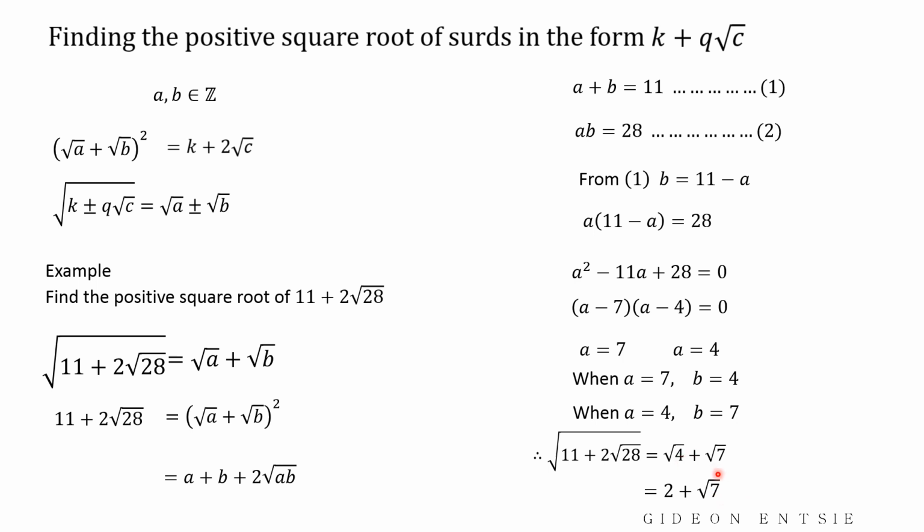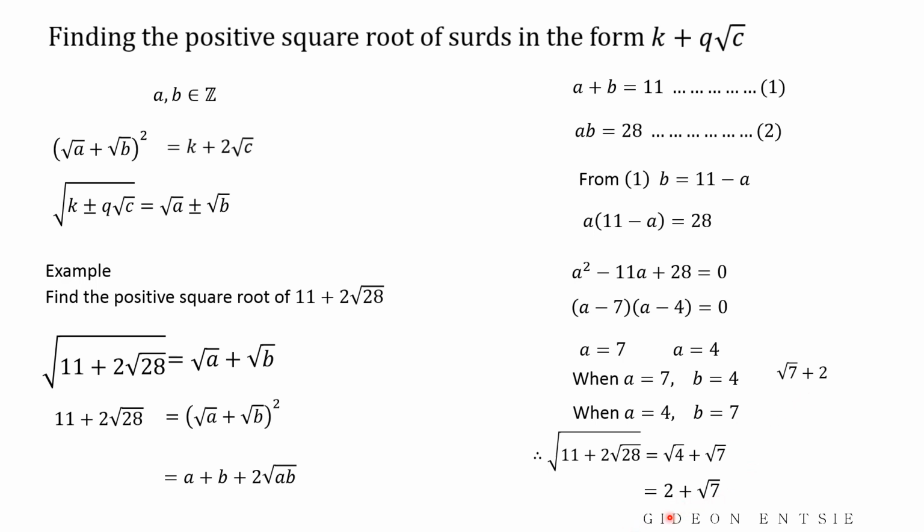Now, this solution was obtained by considering the case when a is equal to 4 and b is equal to 7. We can also consider the case where a is equal to 7 and b is equal to 4. By considering this case, our solution will be square root of 7 plus square root of 4. By further simplification, we get our solution to be square root of 7 plus 2, which is the same as this because addition is commutative.